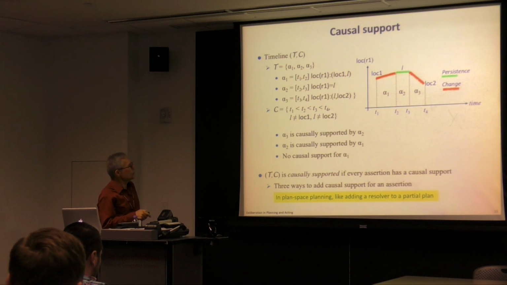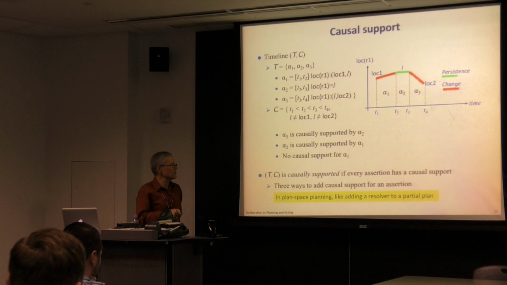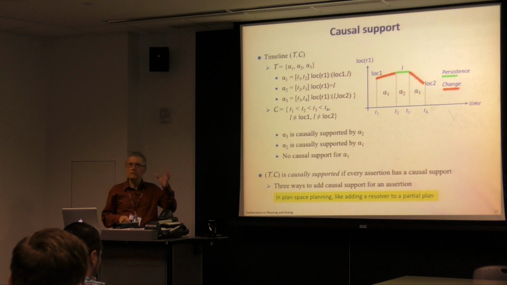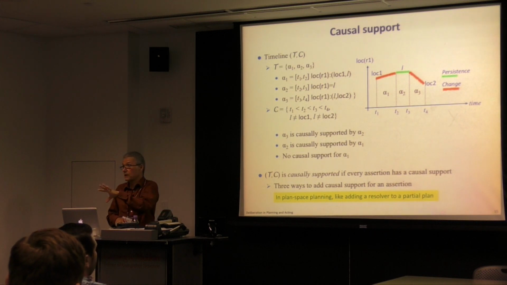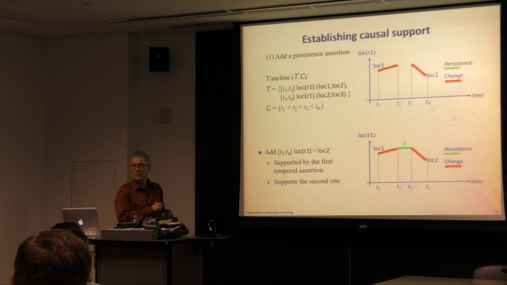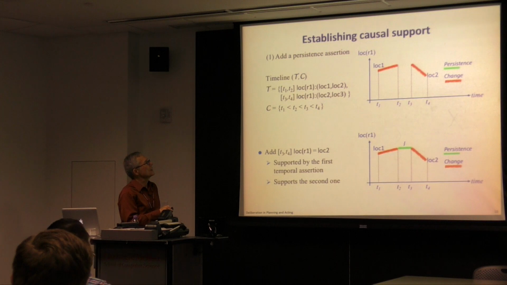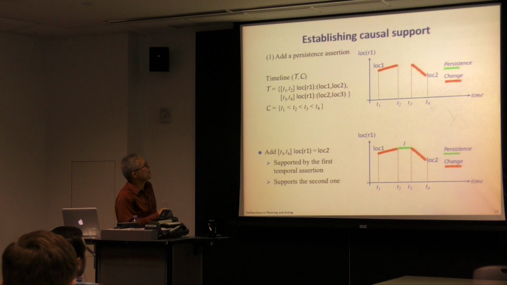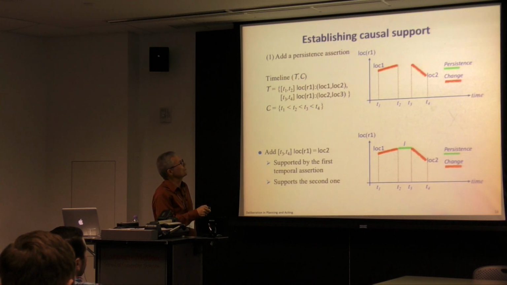A timeline is causally supported if every assertion has causal support. There are three ways that we can add causal support for an assertion, and these are like different ways that you could put in a resolver in plan-space planning. The first way is we could put in a persistence condition. This is another error, I'm sorry. This should be loc 2 here, this should be loc 2 here, this should be loc 3 here. Again, I will fix that.